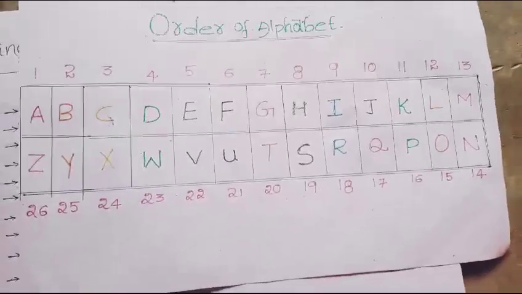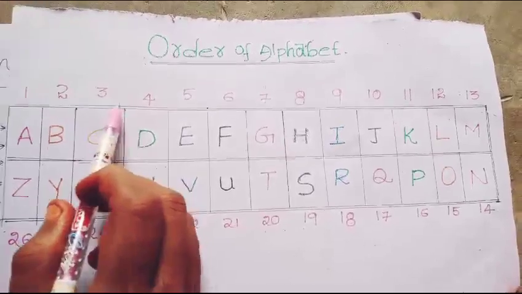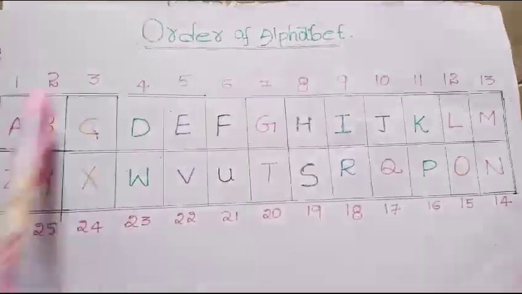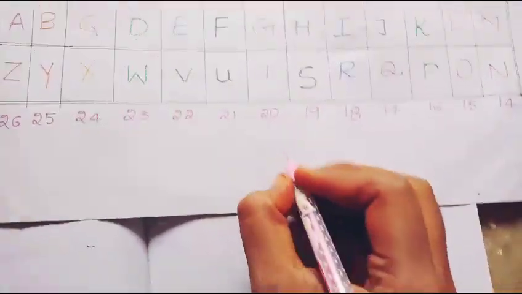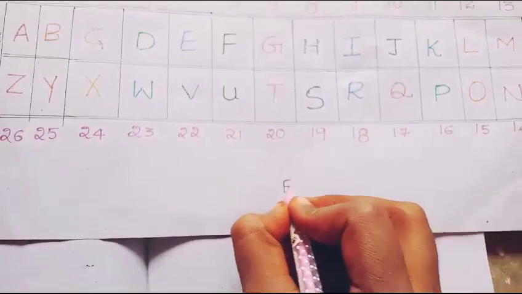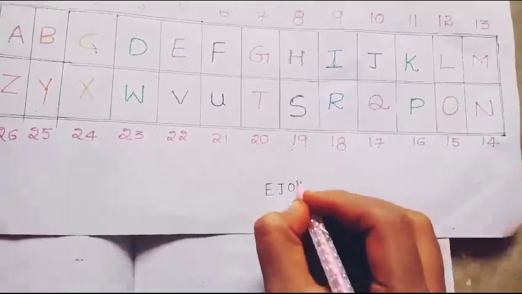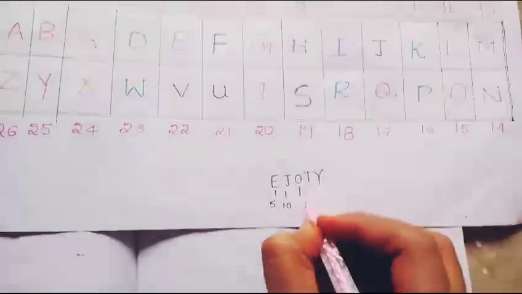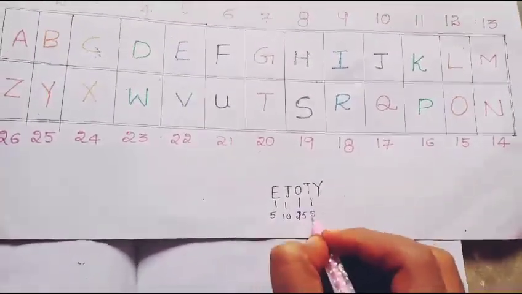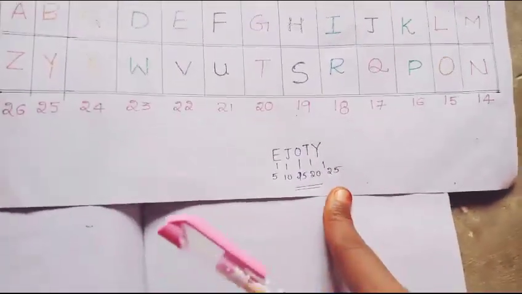Here you can see the alphabet, and above it the position of each respective letter. You have to remember all this. I have a trick to remember it. First, remember a word: EJOTY. Here E is 5, then J is 10, O is 15, T is 20, and Y is 25. These are all multiples of 5 that you can remember very easily.